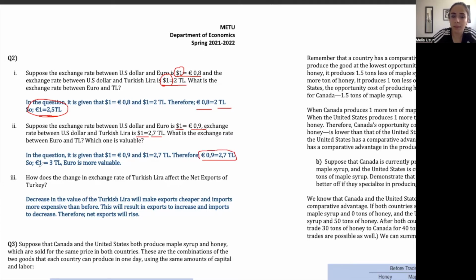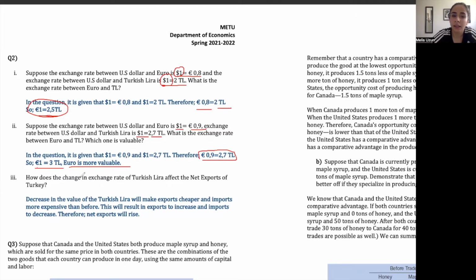And if 0.9 euros is equal to 2.7 TL, 1 euro is equal to 3 TL. So $1 was equal to 2.7 TL, and 1 euro is equal to 3 TL. So the euro is more valuable because it is higher.